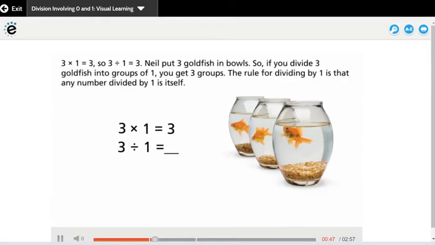Three times 1 equals 3. So 3 divided by 1 equals 3. Neil put 3 goldfish in bowls. So if you divide 3 goldfish into groups of 1, you get 3 groups. The rule for dividing by 1 is that any number divided by 1 is itself.